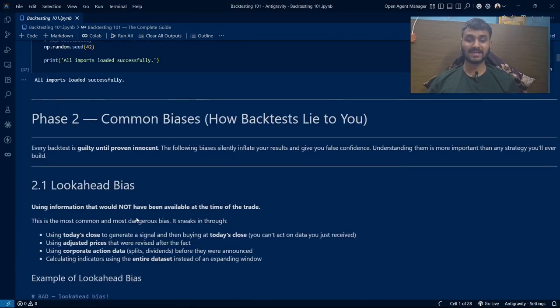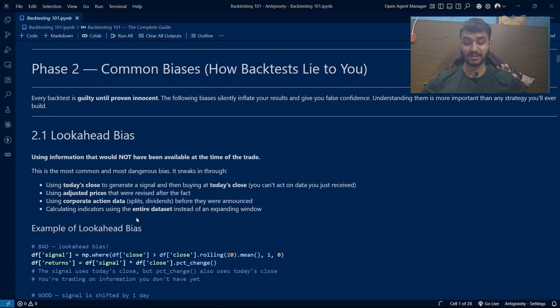What are the common biases? How your backtest can actually lie to you, right? So just like in law, every backtest is guilty until proven innocent. The following biases can inflate your results and give you false confidence in your strategy. Now, the first one being look ahead bias. Now, what do I mean by look ahead bias?